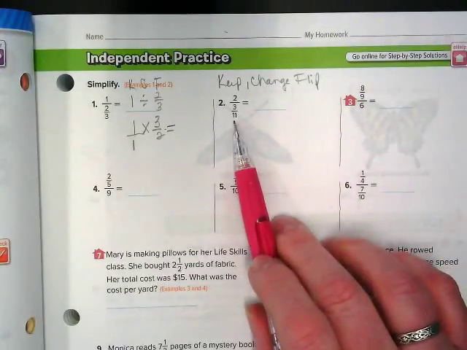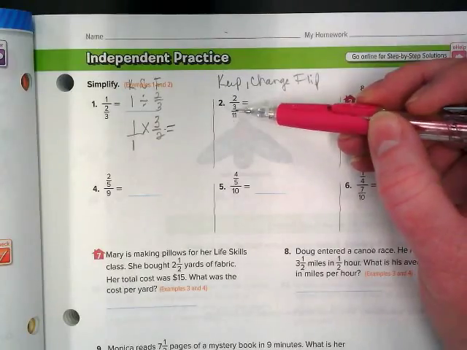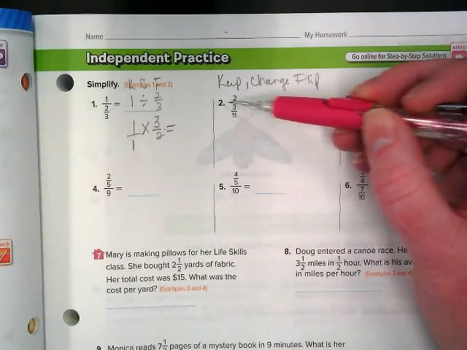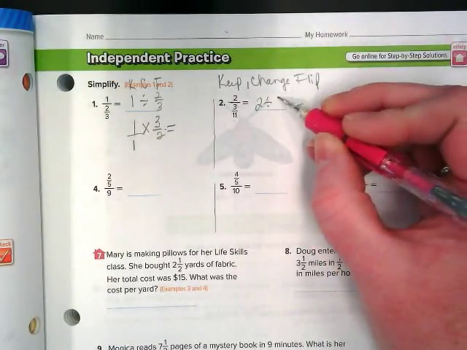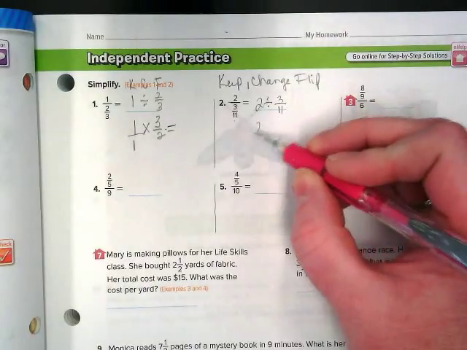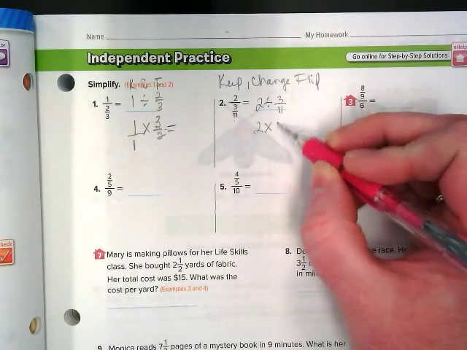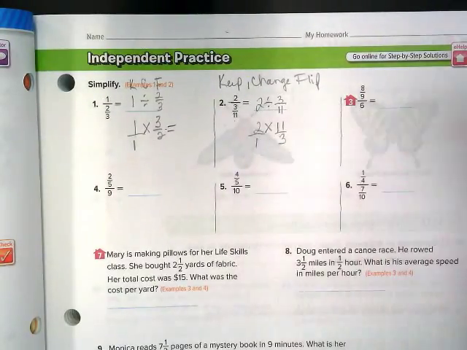We're going to take number 2, 2 divided by 3/11. So here's the bigger line. This means that it's 2 divided by 3/11. Keep, change, flip. And now we're going to show the invisible one.